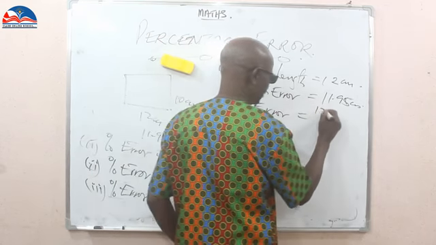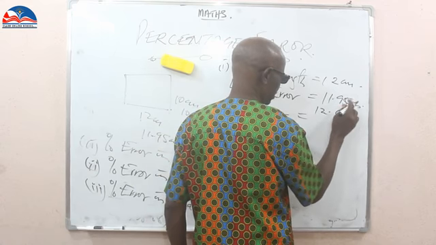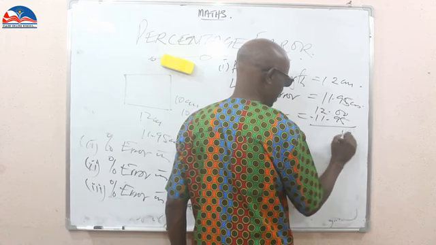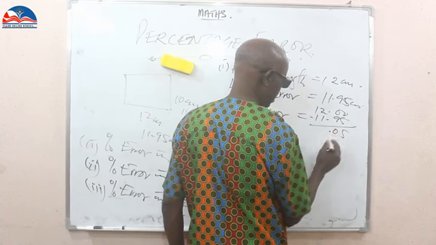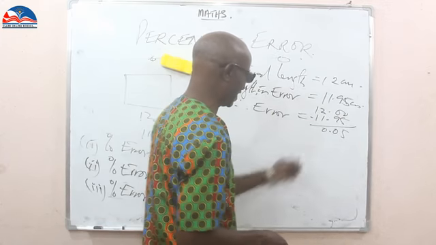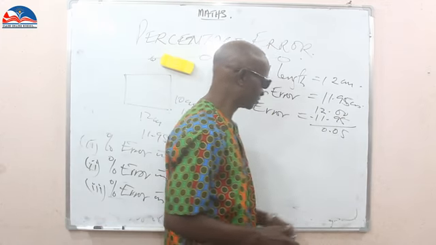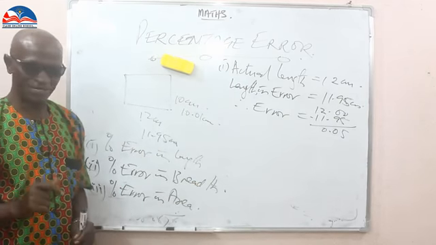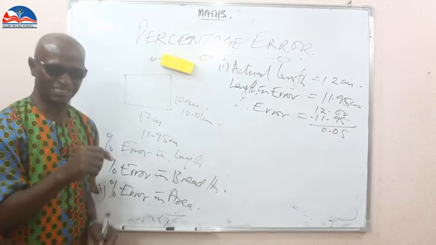Therefore, the error itself equals this minus that: 12.00, because of the decimal place, minus 11.95. Subtract 10 minus 5, 9 is 0. Then 1 here, 0, 0, 0, nothing. 0.05. So the error that I've made is 0.05. Now convert this error to percentage.